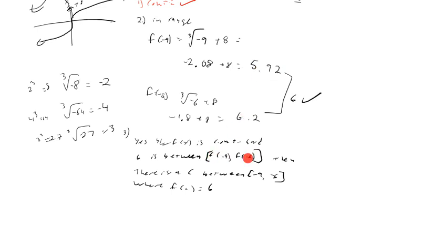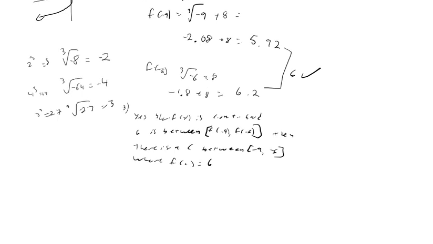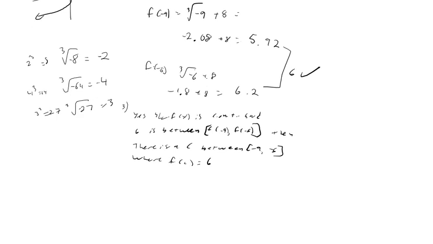Plug in, show me what you're plugging in. Then you say, yes, because 6 is between those values, then there is a C between these two values, where f of C is 6. That's our statement. And then you find it, right? So to find C, real simple, you want it to equal 6, so you make your function equal 6. 6 equals the cube root of x plus 8.